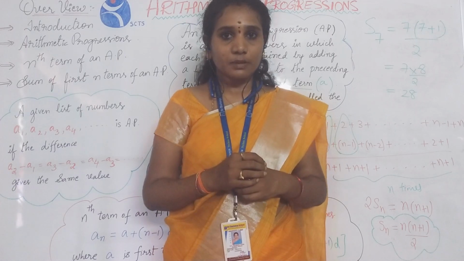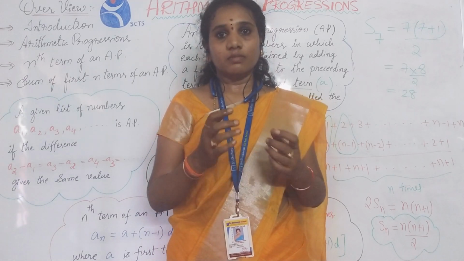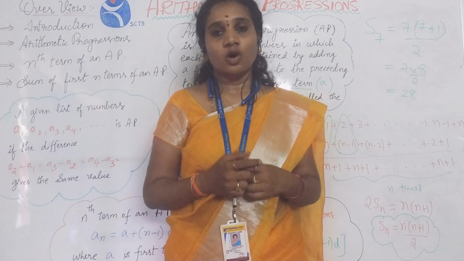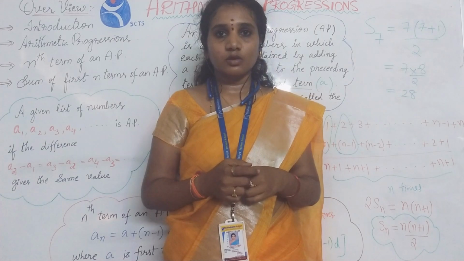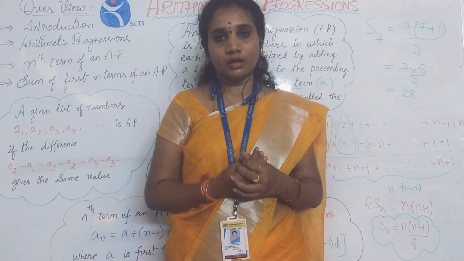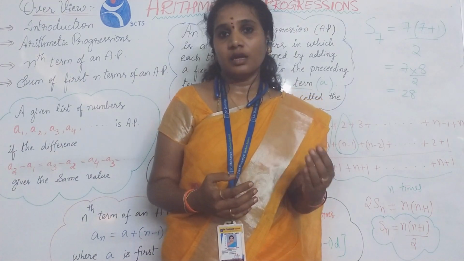So, if A, B, C are in AP, then 2B is equal to A plus C, which is nothing but B is the arithmetic mean of A and C. B is equal to A plus C by 2, or you can write it as 2B is equal to A plus C. And if 3 terms are to be taken in an AP, then you can take them as A minus D, A, A plus D.